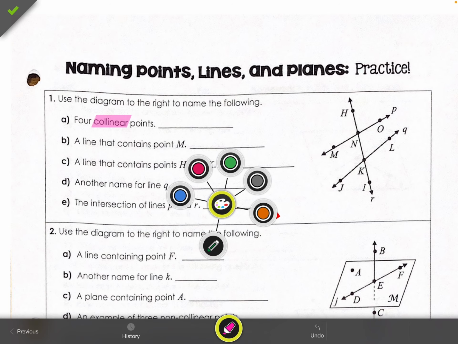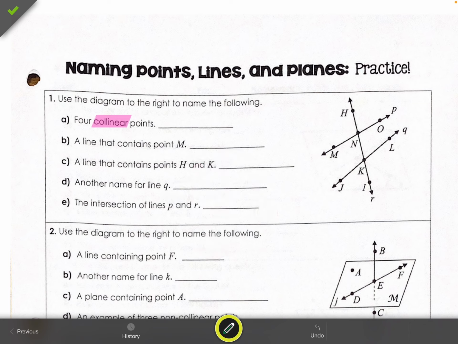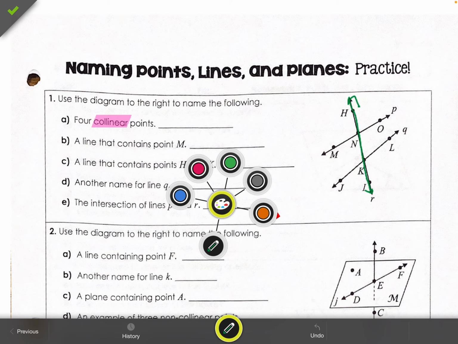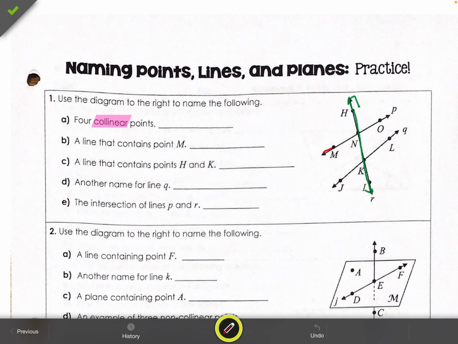If we look at our picture, we actually have 3 lines. Okay. Line, if we wanted to call this line R, is intersecting line P and line Q. Okay, so right now we are looking for 4 points that are all on the same line.